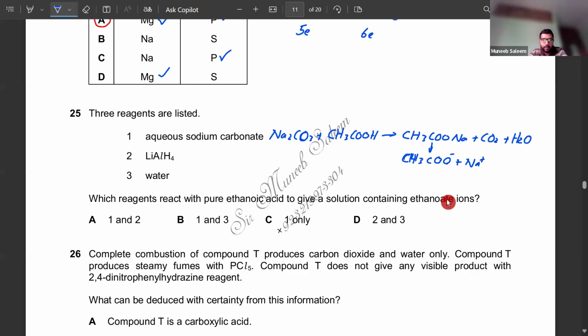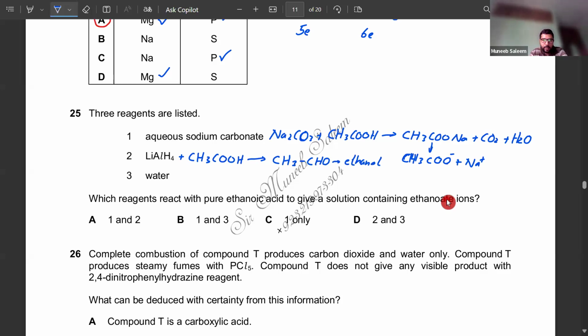Now, if we react lithium aluminium hydride with ethanoic acid, it shall reduce it. Firstly, it will reduce it to ethanal, which is CH3CHO, and then further into ethanol. So it does not contain any ethanoate ions.